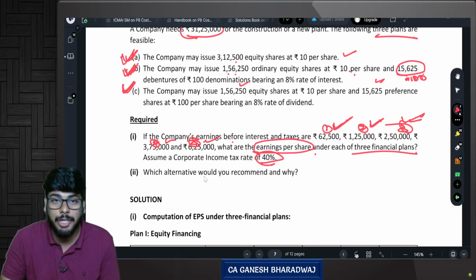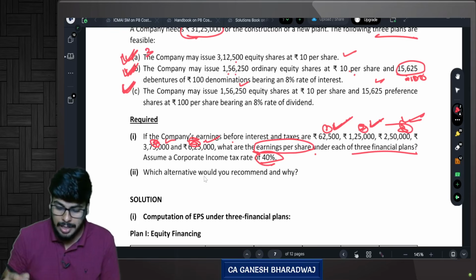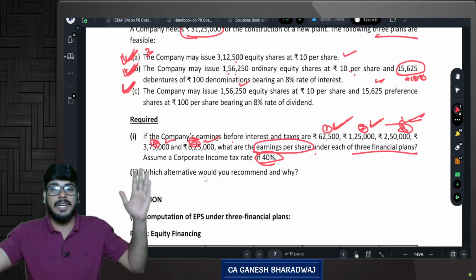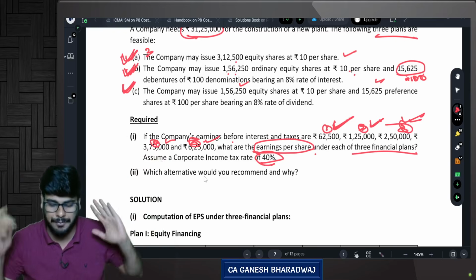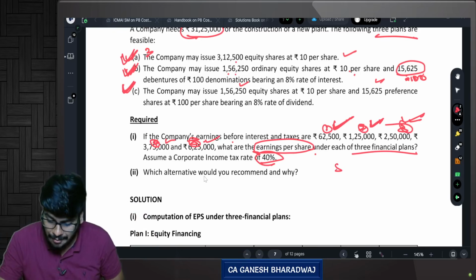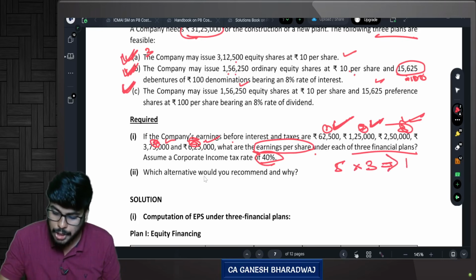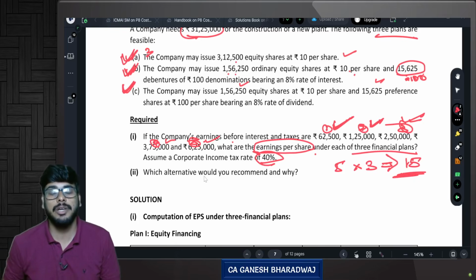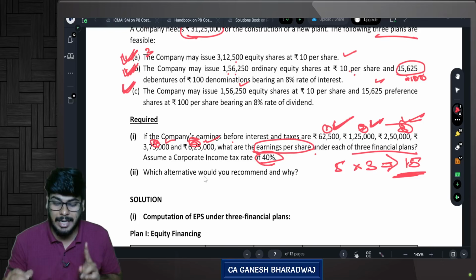So basically what you need to do is compute the EPS for each of these three alternatives under 5 scenarios. So they have given 5 different EBITs. Assume EBIT 62,500 for all the 3 cases, then compute the EPS for 3. Now suppose EBIT is 1,25,000, compute the EPS for 3. So you have 5 scenarios and each has 3 alternatives. Overall, you need to compute EPS 15 times. Are you clear with this? It's very comprehensive, but it's a fairly simple part, but you should understand what this is.